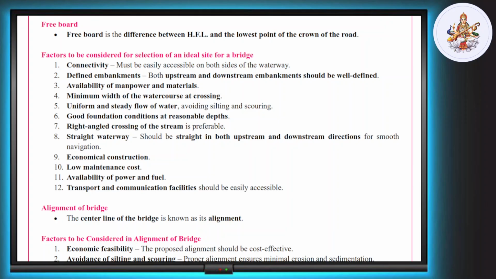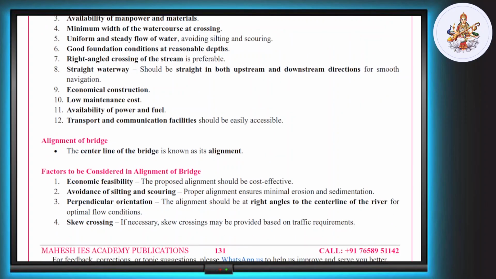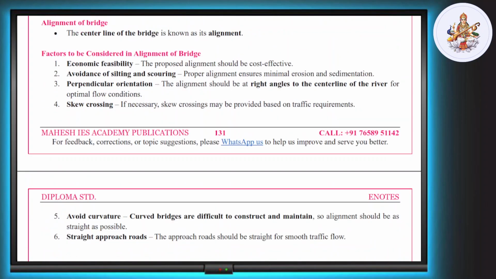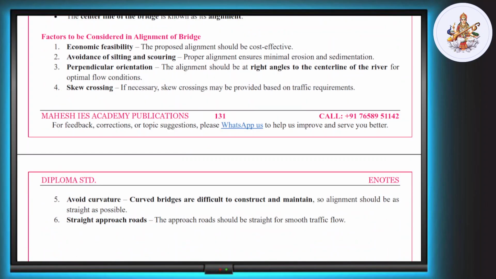Alignment of bridge. Alignment is equal to centerline of the bridge. Factors for good alignment. Economically feasible. Avoids silting and scouring. Perpendicular to river flow, preferably. Avoid curves. Ensure straight approach roads.